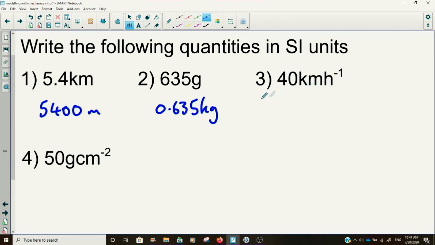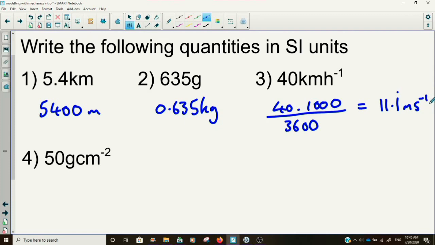Question 3, this is a measure of speed or velocity, so kilometers per hour. We need to work that out in meters per second. So to go from 40 kilometers to 40,000 meters, we'd have to multiply by 1,000. And then to convert from per hour into per second, we're going to divide by 3,600 because there's 3,600 seconds in an hour. If you work that out on your calculator, you get 11.1 recurring meters per second. Okay.